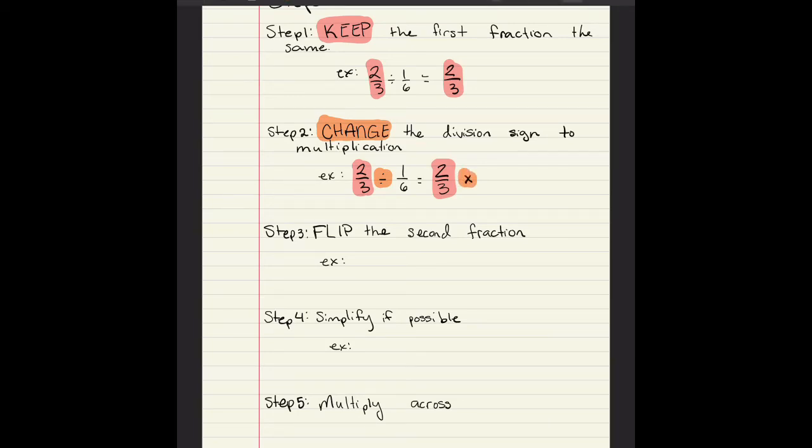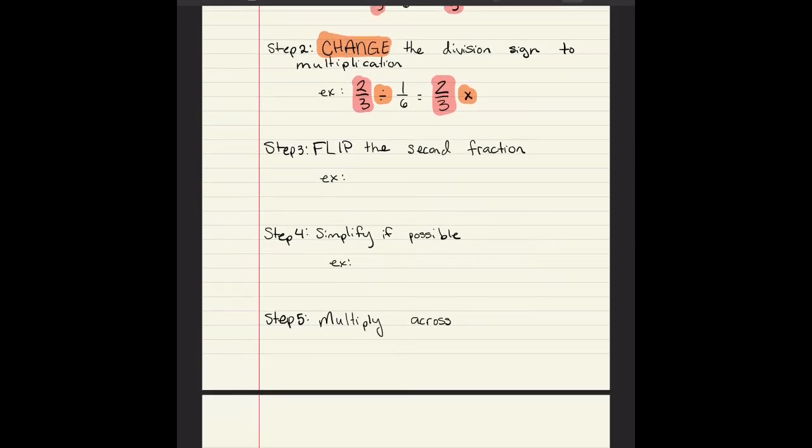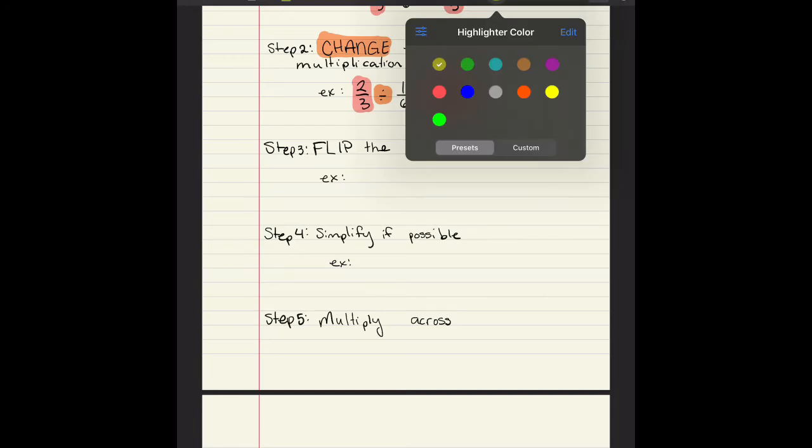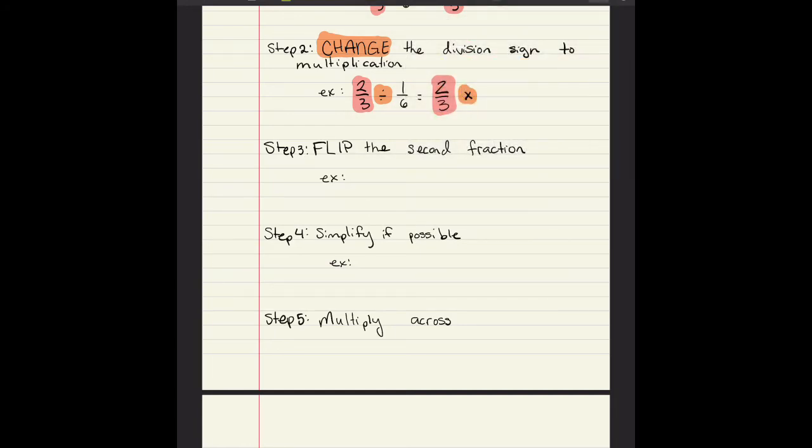And for step 3, we have flip the second fraction. So I'm going to highlight this. And flip is our keyword here. So if I write out my example again.